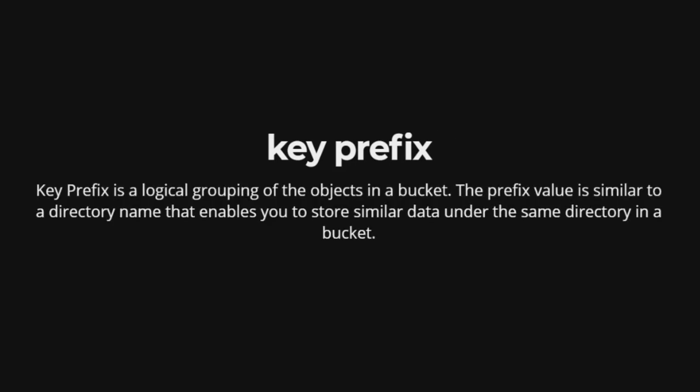Key prefix. Key prefix is a logical grouping of the objects in a bucket. The prefix value is similar to a directory name that enables you to store similar data under the same directory in a bucket.